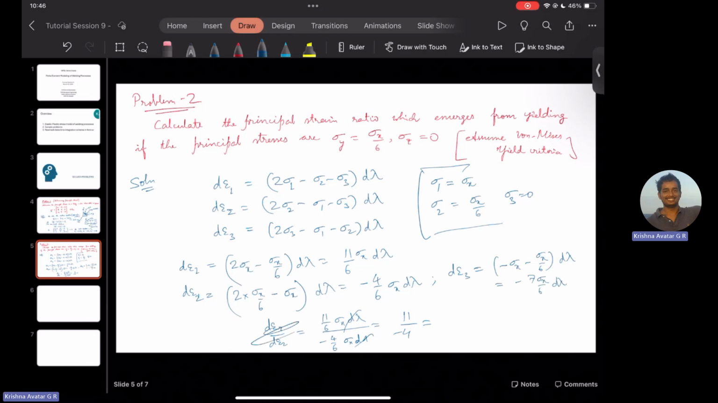So effectively, a better way would be to take the ratio dε1 to dε2 to dε3. This gives 11 by 6, because these things are constant, right? σx dλ is common to all of them. Even 6 is common, but right now let's keep it. So it's 2 minus 7 by 6, right? We can even multiply throughout by 6, since we are dealing with ratios, so we can express in terms of whole numbers, isn't it?